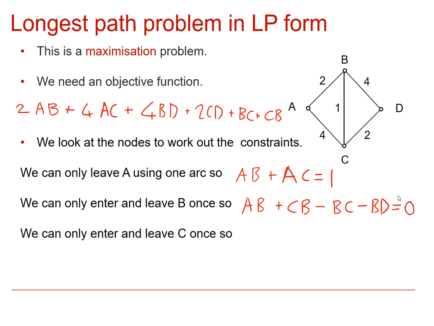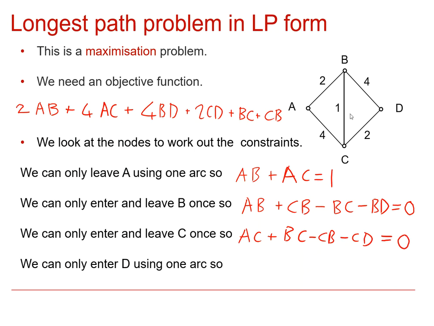Alright, now I can say a similar thing about node C, so I'll write that down. So the arcs entering C, so that's AC and BC, and then subtract the arcs which are leaving C, so that is CB and CD, that must equal 0.